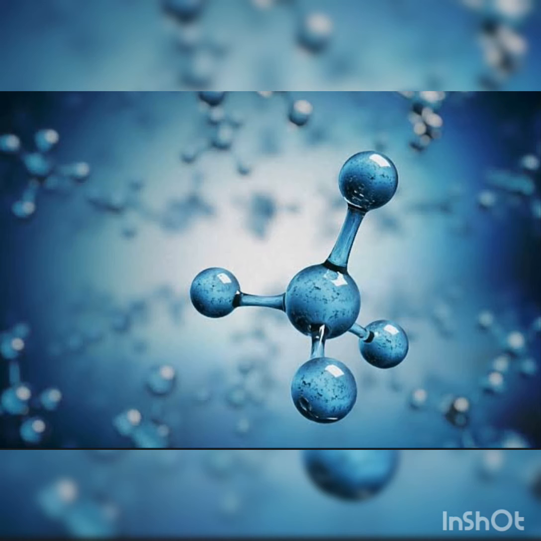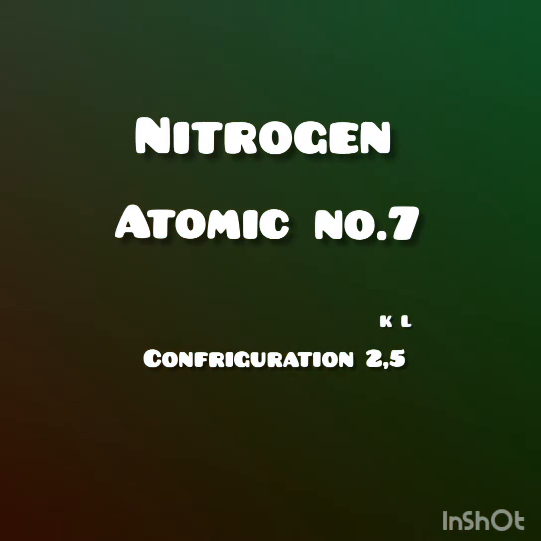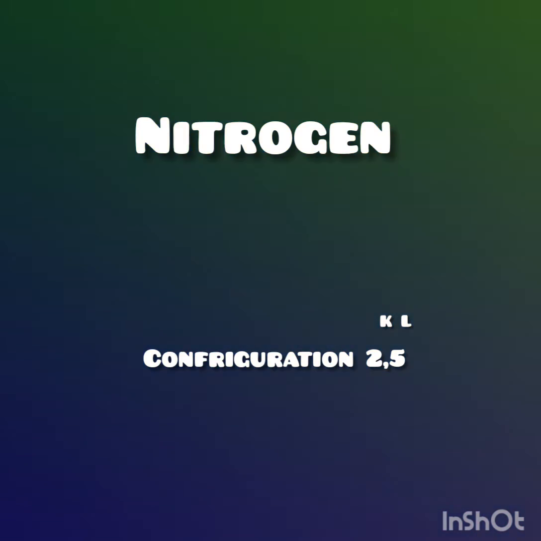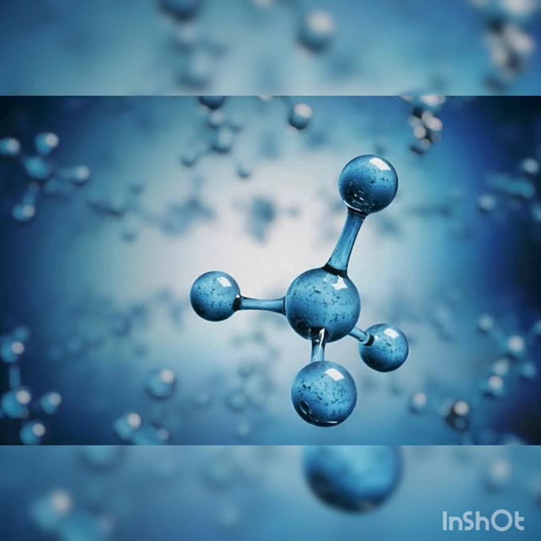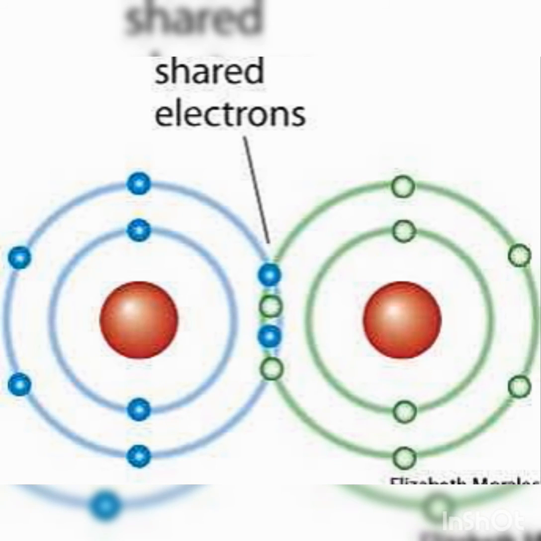As you know that the atomic number of nitrogen is 7. So its electronic configuration is 2 electrons in K shell and 5 electrons in L shell. Thus, nitrogen has 5 electrons in its last or valence shell or outer shell. Therefore, it needs 3 more electrons to complete its octet. Or in other words, we can say to achieve stable configuration, it needs 3 more electrons.